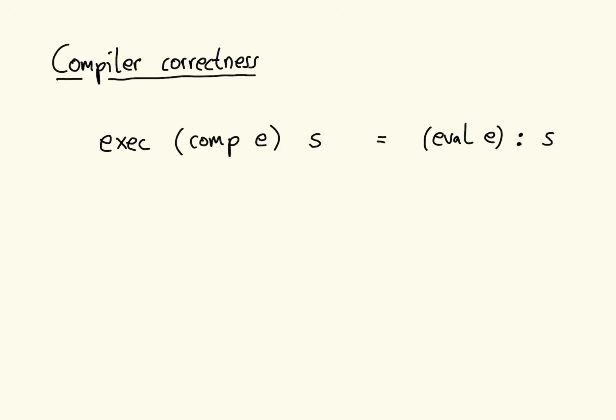Let me just read it in words. What it is saying is if you take any old expression e and you compile it, so that will give you some code, and then if you execute the resulting code using an arbitrary initial stack, what you will get back on the right hand side is the same stack but with one extra value sitting on top of the stack, and that is the value of the expression itself. Okay, so this is our final compiler correctness theorem, or compiler correctness equation.